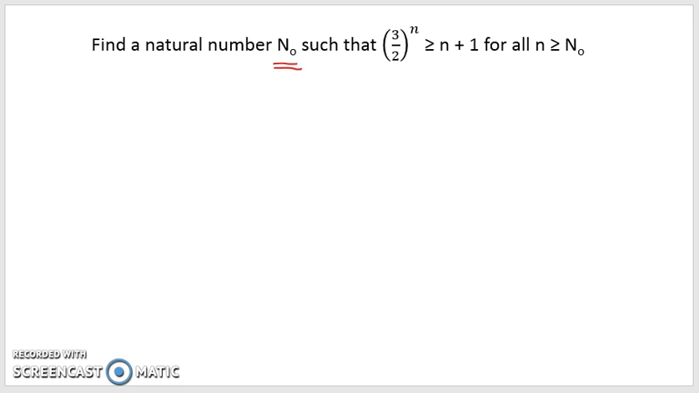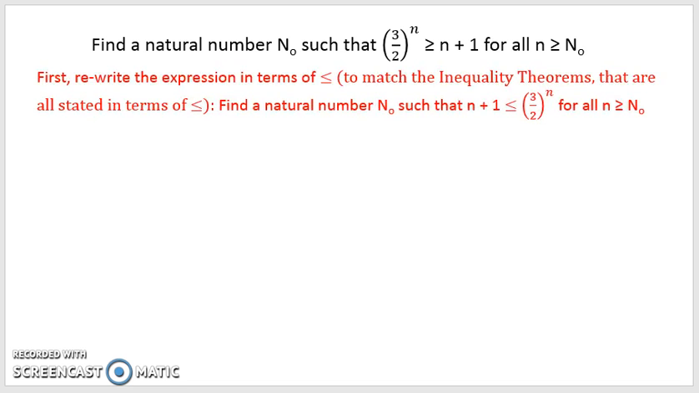The first step in these inequality proofs is often, just because of the way we've stated the inequality theorems, all of the theorems we used in inequalities were stated in terms of less than or equal to. But notice that this expression is greater than or equal to. So let's turn it into a less than or equal to expression just by reversing it. If 3/2 to the n is greater than or equal to n plus 1, then n plus 1 is less than or equal to 3/2 to the n. So we've converted it into a less than expression.